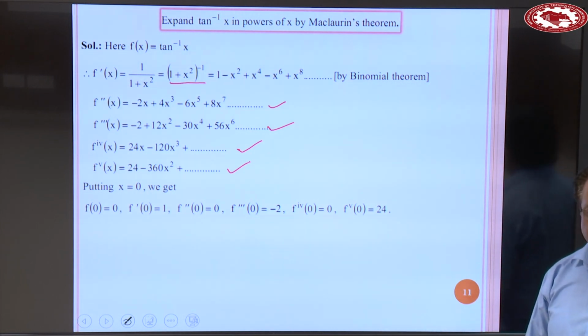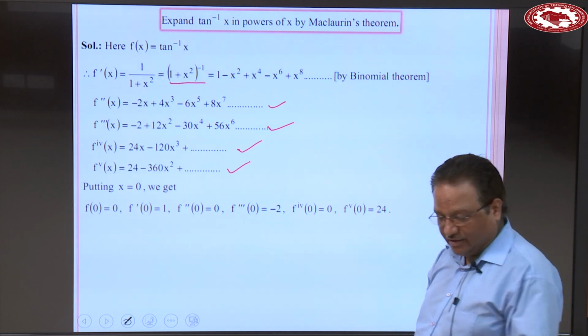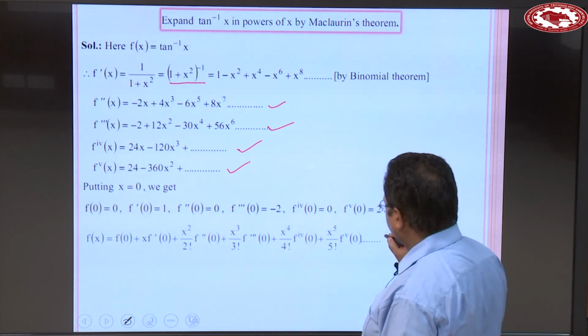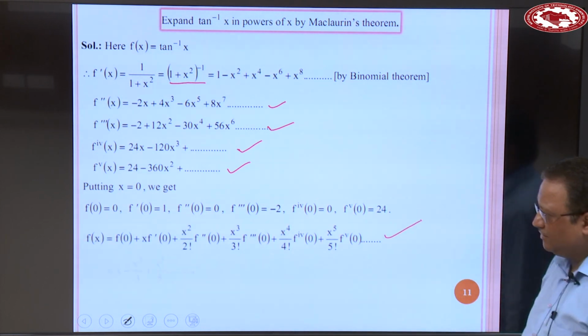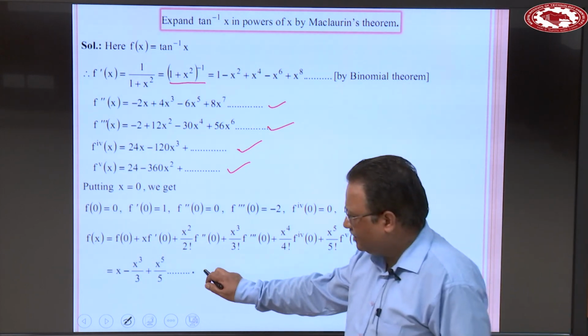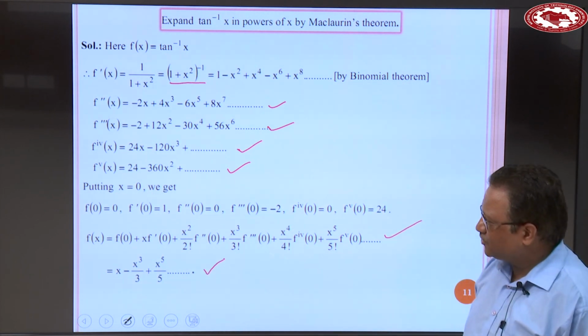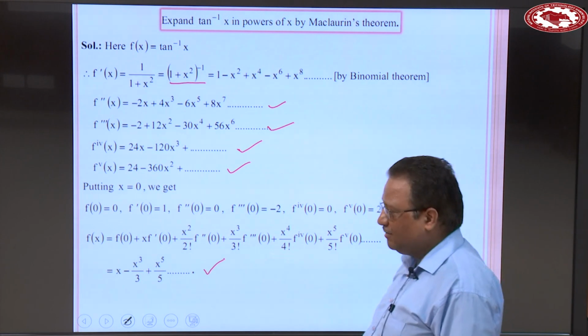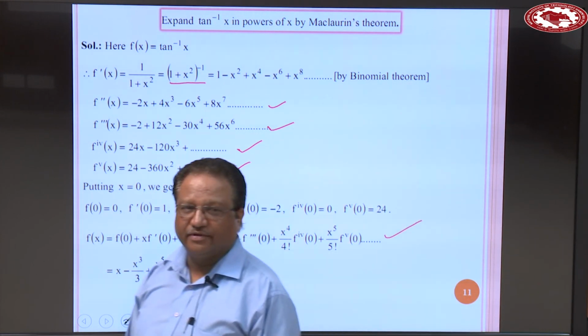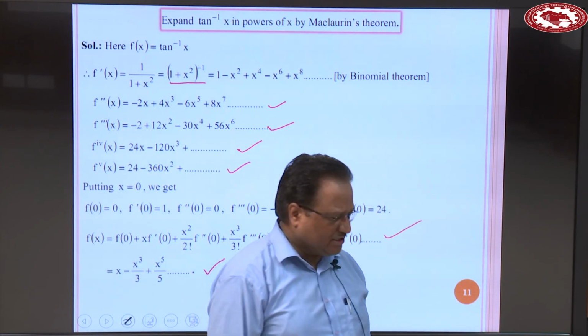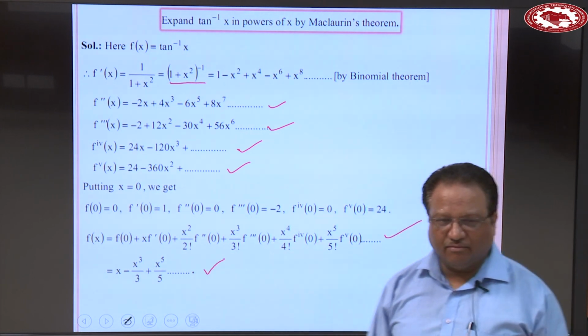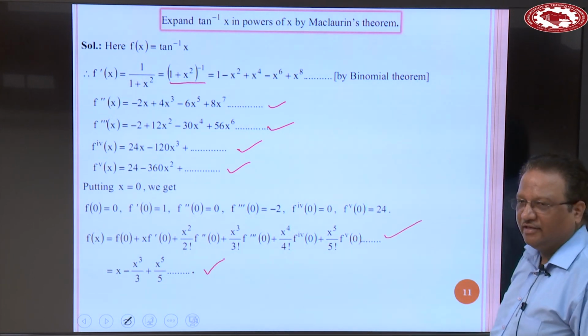And at last, as usual, substitute all these values in this Maclaurin series. When you substitute, you will get x minus x cube over 3 plus x5 over 5 minus and so on. So all these expansions we can evaluate by using this Maclaurin's theorem.